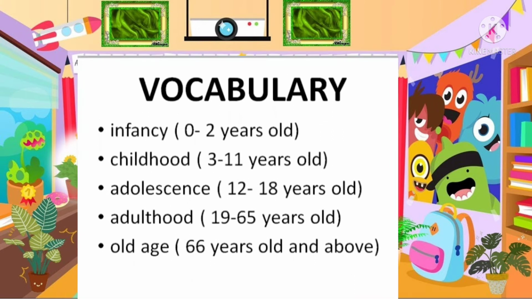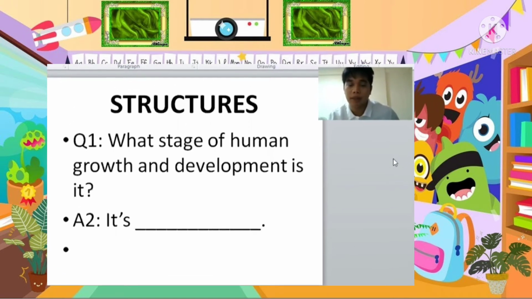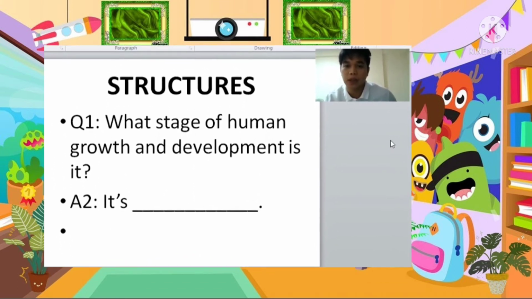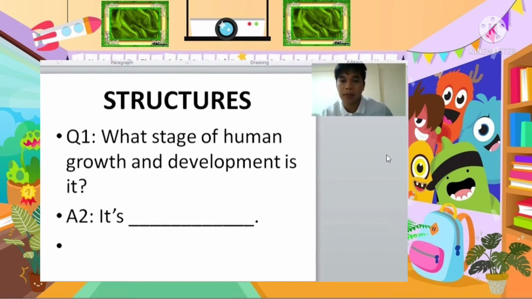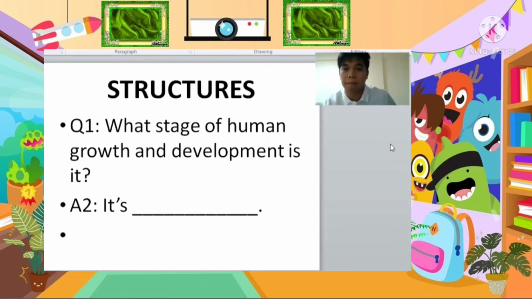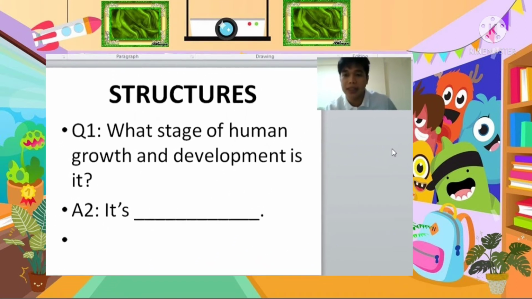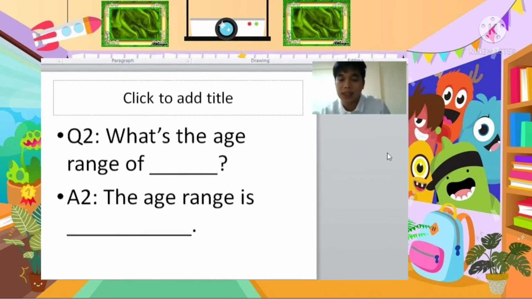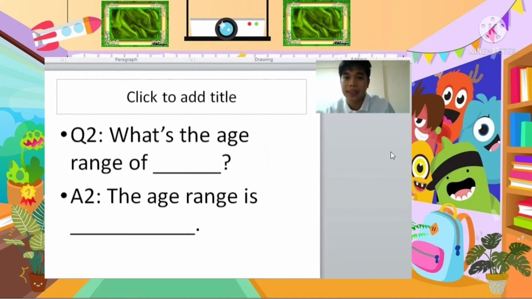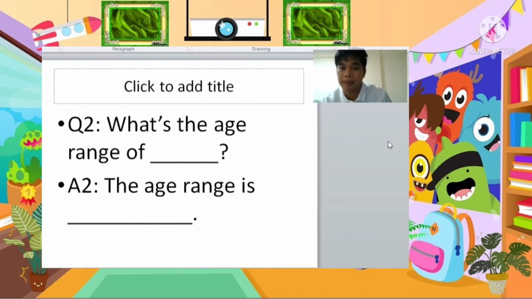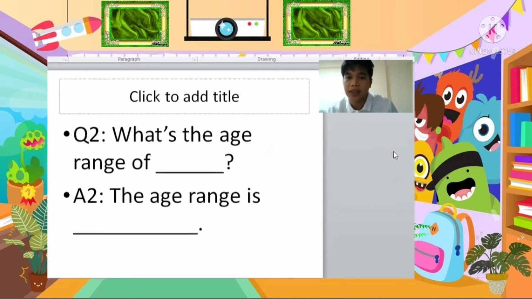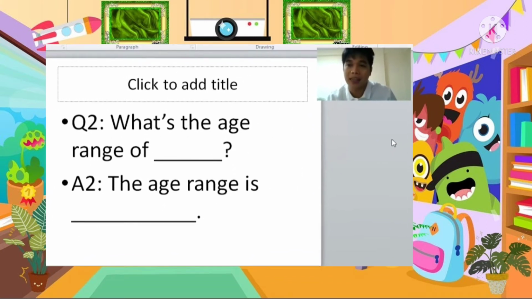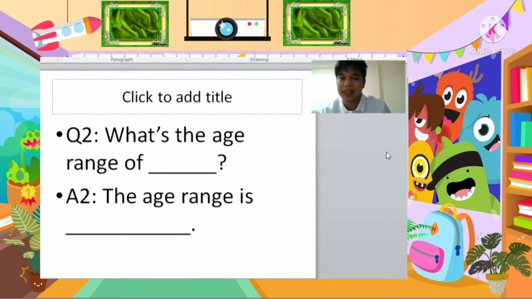Okay, now let's proceed to our structures. From our structures, I am going to say, what stage of human growth and development is it? And you are going to answer, it's blank. Now for our second structure, I am going to say, what's the age range of blank? And you are going to answer, the age range is blank.